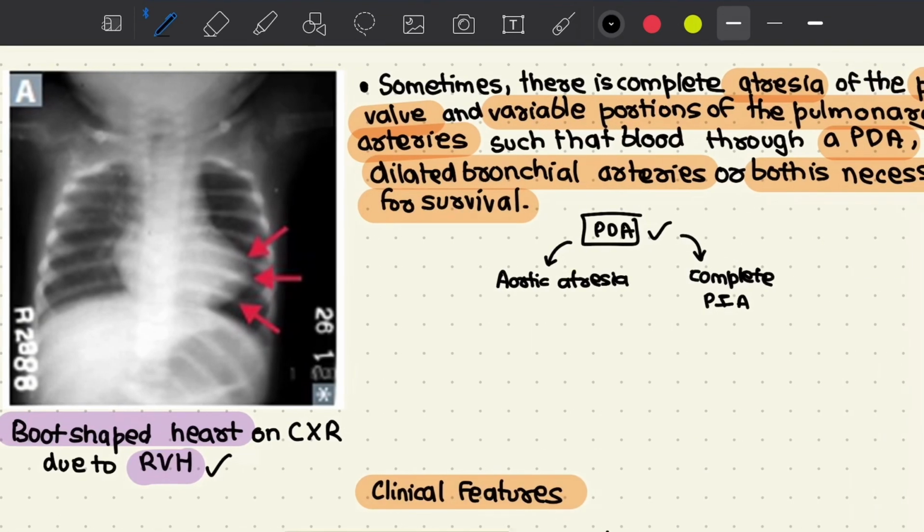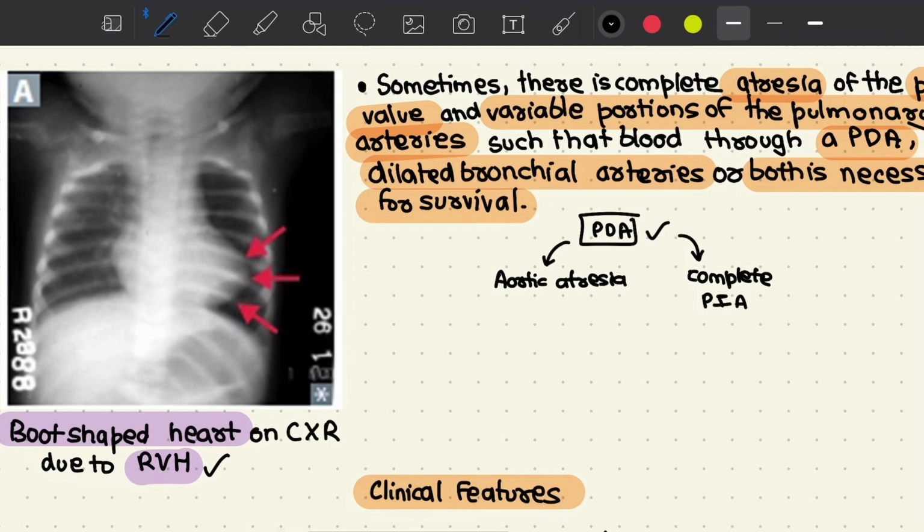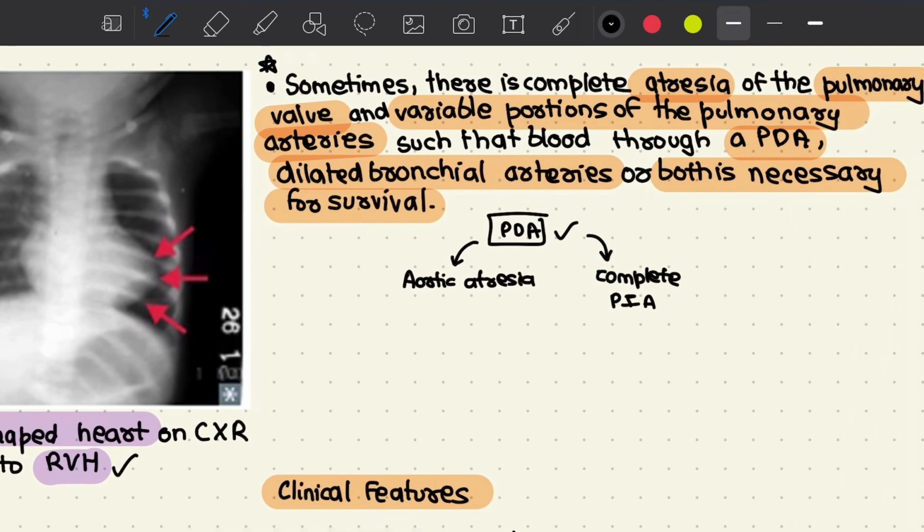The obstruction to the right ventricular outflow tract is most often due to narrowing of the infundibulum, that is a subpulmonic stenosis. But it can also be accompanied by a pulmonary valvular stenosis. And sometimes there is a complete atresia, that is the complete obstruction of the pulmonary valve and a variable portion of the pulmonary artery, such that blood through a patent ductus arteriosus, dilated bronchial arteries, or both is necessary for survival. As we discussed previously, there are situations in which a patent ductus arteriosus is always beneficial for the patient, as in aortic atresia, and here we have complete pulmonary infundibular atresia or a stenosis.